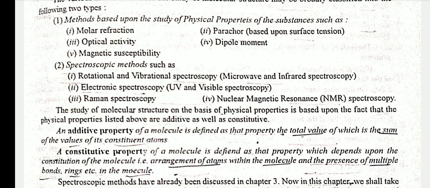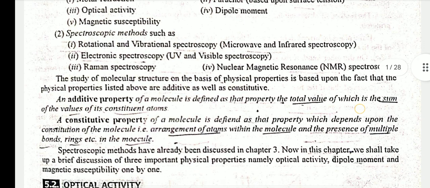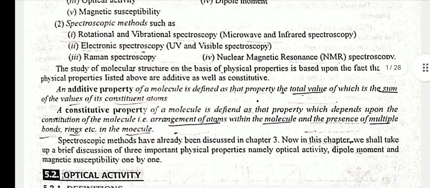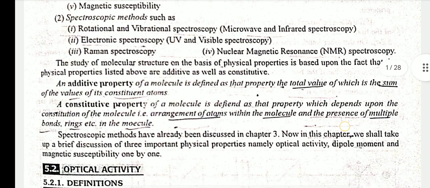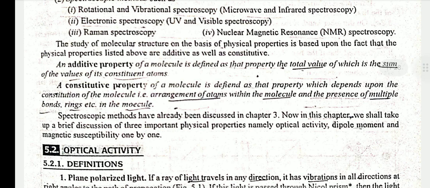The study of molecular structure on the basis of physical properties is based upon the fact that the physical properties listed above are additive as well as constitutive. An additive property of a molecule is defined as the property the total value of which is the sum of the values of its constituent atoms. A constitutive property of a molecule is defined as the property which depends upon the constitution of the molecule, that is, the arrangement of atoms within the molecule and the presence of multiple bonds, rings, etc.